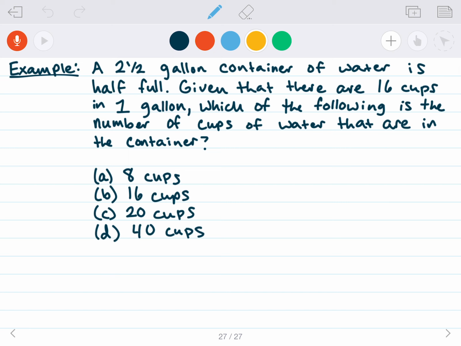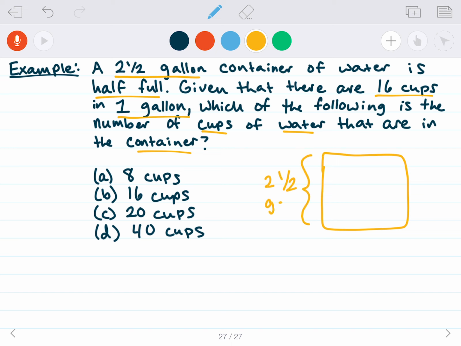Okay, a 2.5 gallon container is half full. Given that there are 16 cups in 1 gallon, which of the following is the number of cups of water that are in that container? Well, let's draw a picture. So here is our 2.5 gallon container. So this holds 2.5 gallons. But, you know, they tell us that it's only half full. So that's some information.